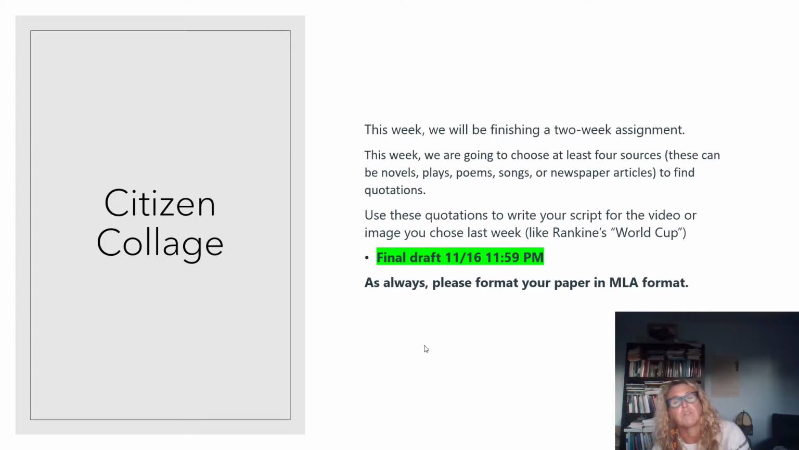Last week, you were just supposed to find some sort of image or video that affected you either negatively or positively in some way. And I wanted you to, just the same way that Claudia Rankine used the clip from the World Cup as a way to make a collage of quotations. So hopefully your free writing opened up some ideas of what you were thinking about.